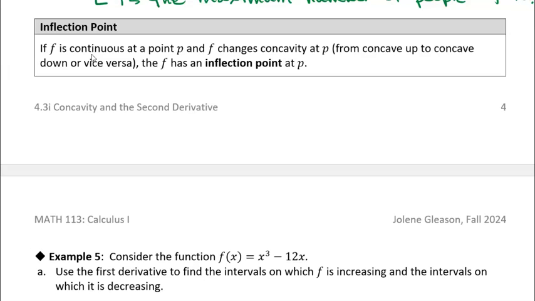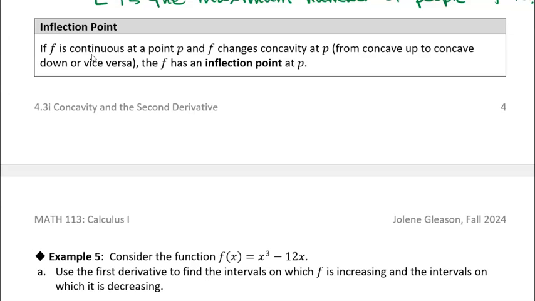either from concave up to concave down or concave down to concave up, either way, that point where a change of concavity occurs is called an inflection point. Of course, it has to be continuous at that point for it to be an inflection point. So you could have a function change concavity at an asymptote, like a vertical asymptote. That wouldn't necessarily be called an inflection point because it's not continuous at that point, right?